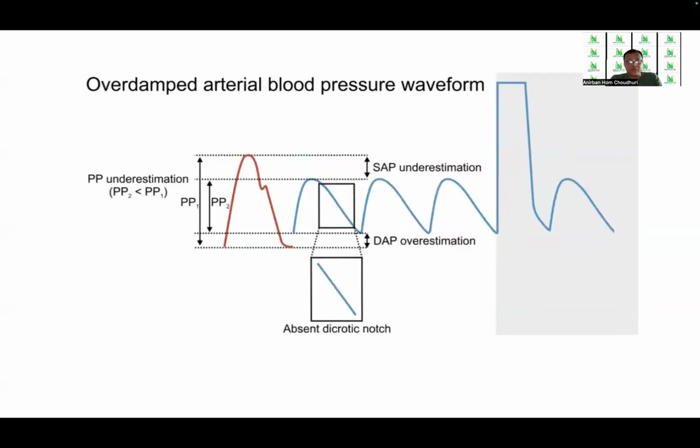On the other hand, when the system is overdamped, there will be one or less than one oscillation. There will be an overestimation of the diastolic blood pressure and an underestimation of the systolic blood pressure. And therefore, there will be an underestimation also of the pulse pressure. And the dicrotic notch, which was deep in an underdamped system, becomes absent in an overdamped system.